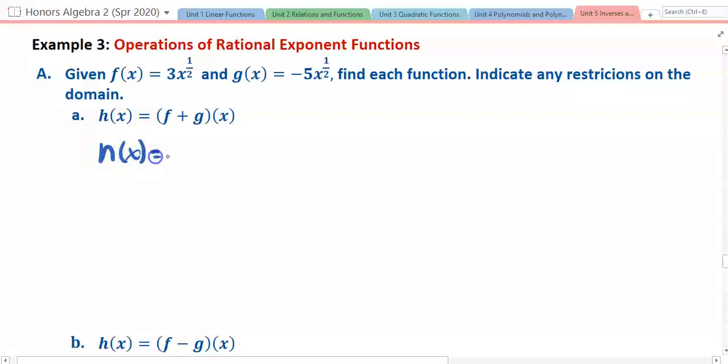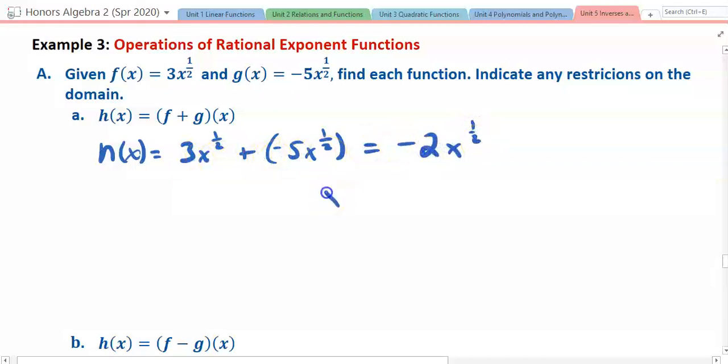H of x is equal to 3 times x to the 1/2 plus the negative 5x to the 1/2 power. And these are just square roots. Remember that the 1/2 power is the square root function. Okay, and so we will add the like terms. So 3 plus negative 5 is negative 2x to the 1/2. Our domain here.